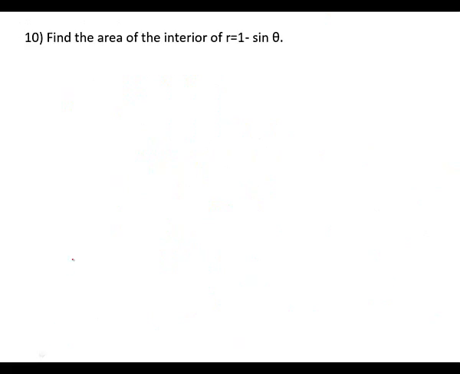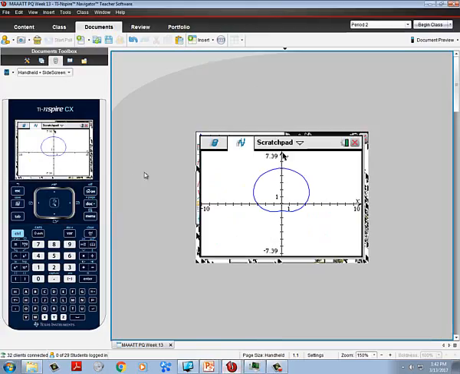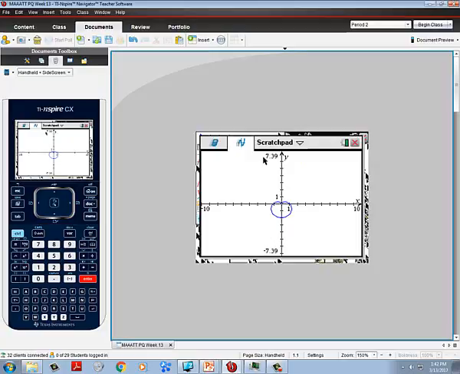Okay. So looking at 10, let's get it in the calculator. So everybody put that in and let's get a picture of it. Okay? It wasn't minus, it was plus, wasn't it? I put a minus. Oh no, it is minus. Okay.